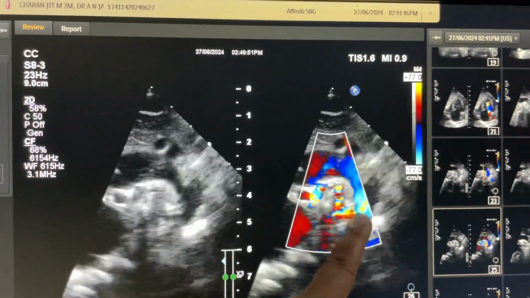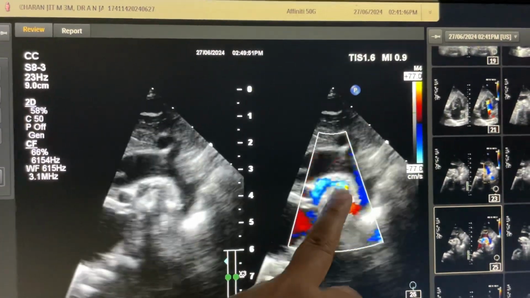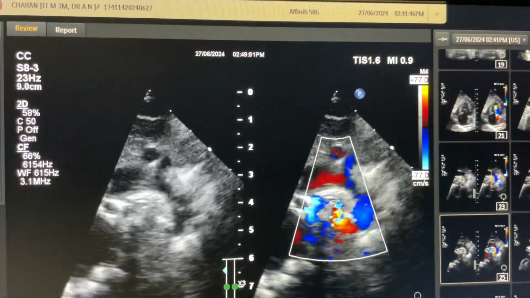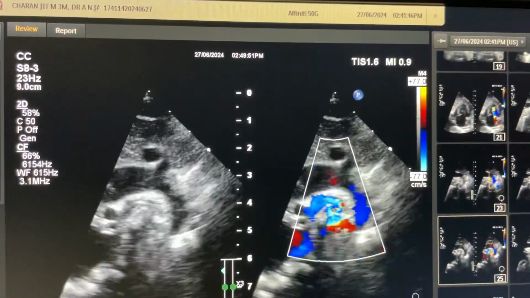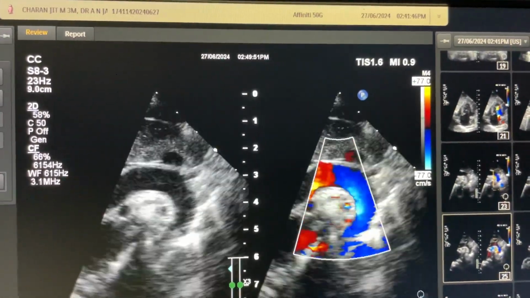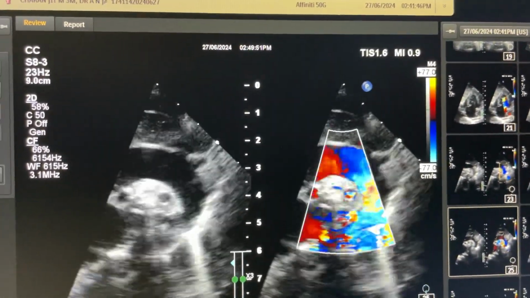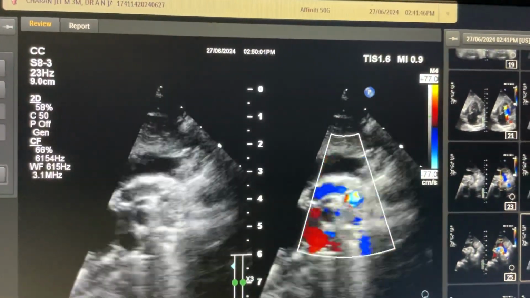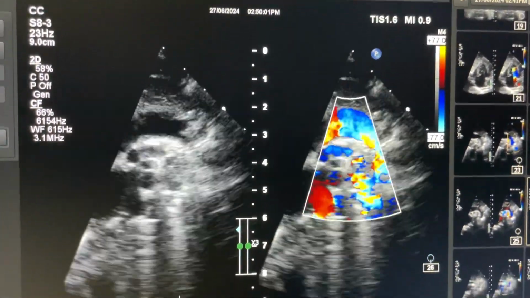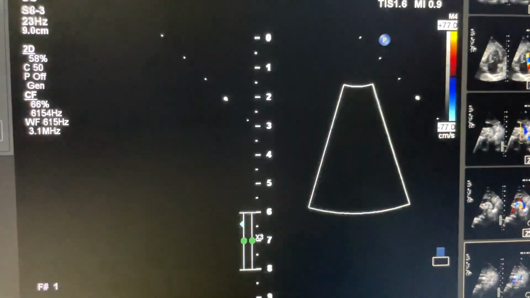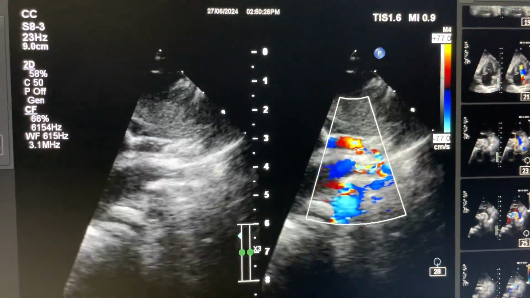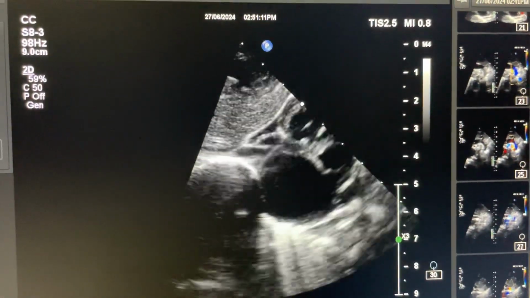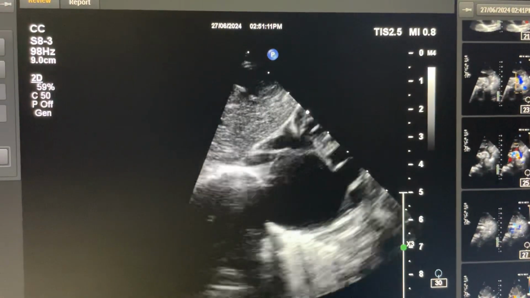You can see this is collateral, then this is the main pulmonary artery getting blood. You see the mixed blood flow, mixed color indicating raised velocity, indicating small size. So ultimately hypoplastic pulmonary artery and its branches. So this is type 4 truncus arteriosus. Left atrium, left ventricle dilated in this case.